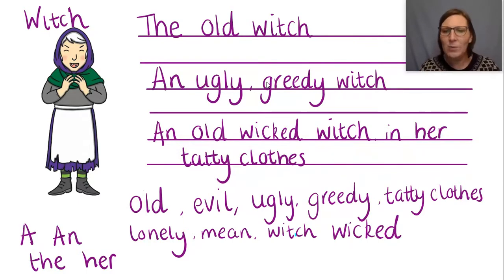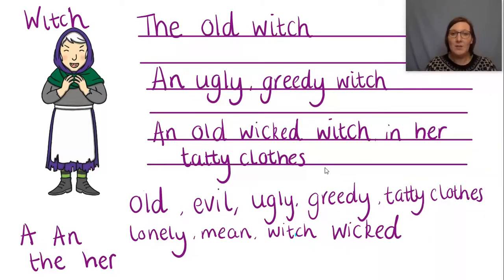An old wicked witch in her tatty clothes. So there I've used two determiners, an and her. An old wicked witch in her tatty clothes. Oh, brilliant. Okay, now you do have this on your worksheet.